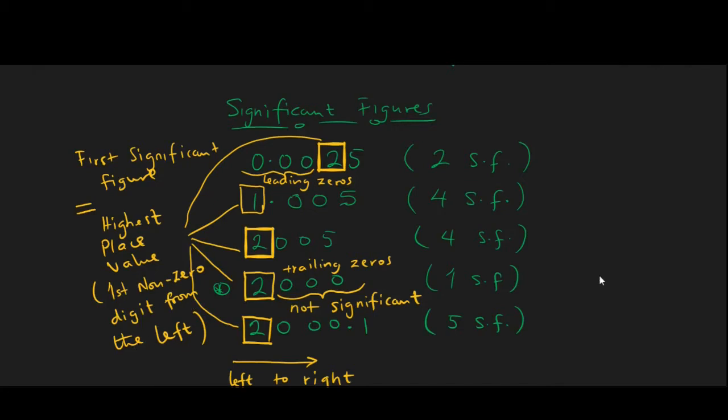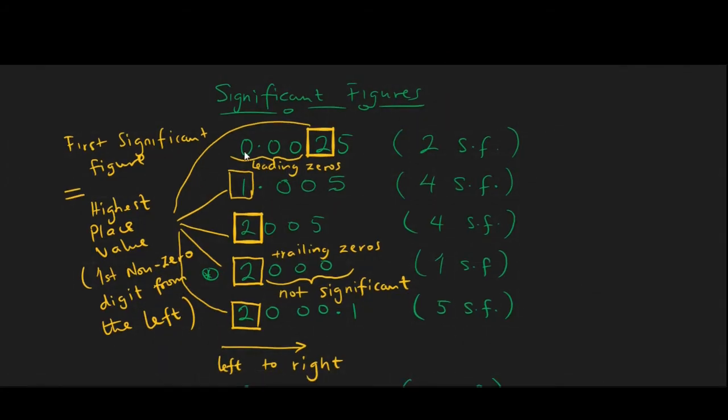So in the scenarios shown, we have some numbers with leading zeros. Leading zeros are not significant. So in this case, the first significant number is 2, and so this number has two significant figures, 2 and 5. Now, all zeros in between non-zero numbers are also significant. So in this number 1.005, we have 4 significant figures.